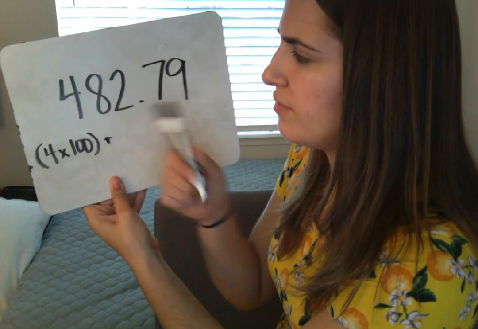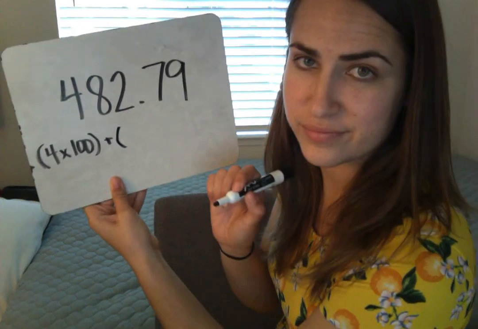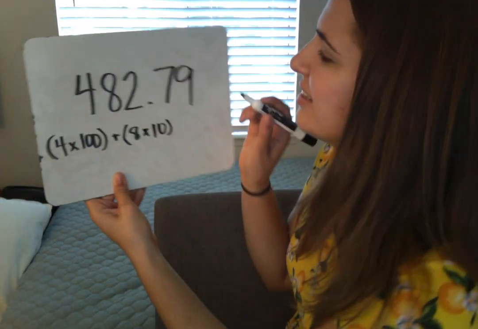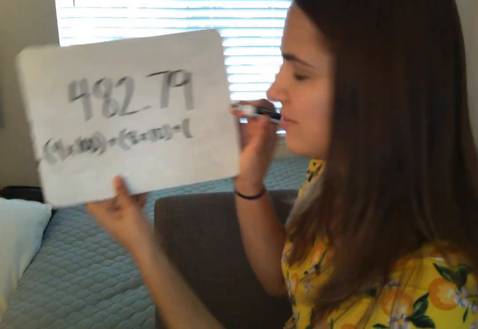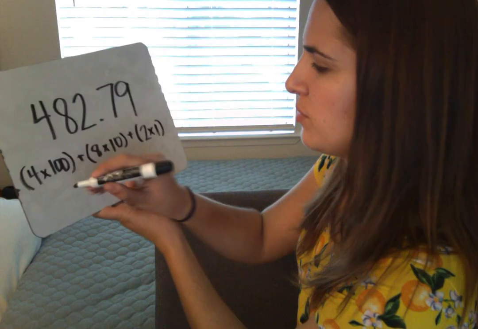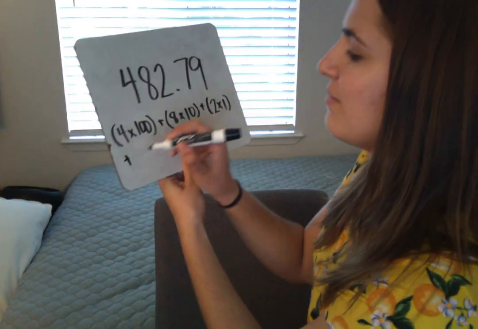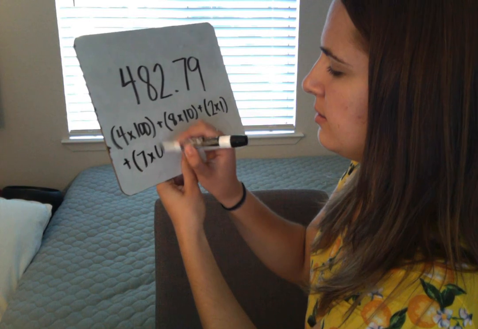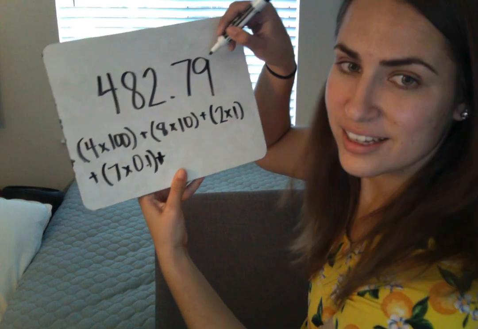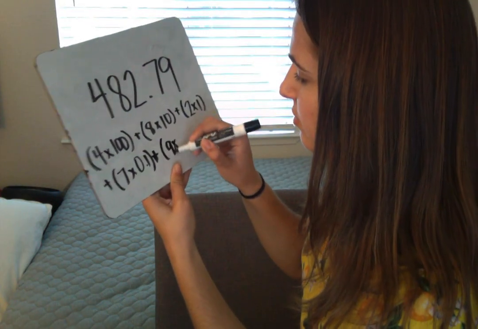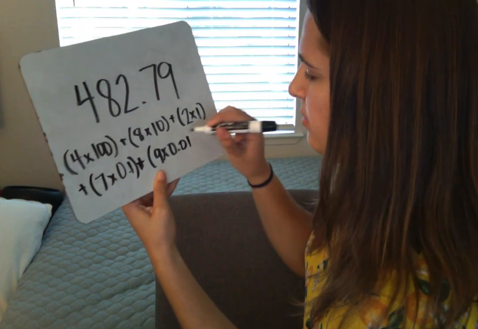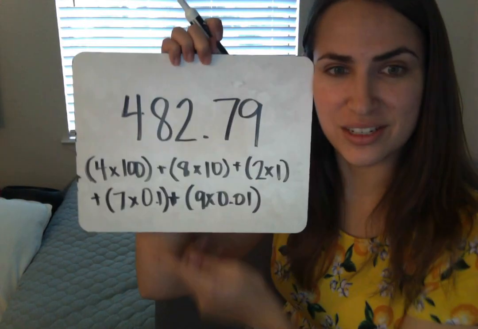How can we show that we have 8 tens? You're right, 8 times 10. We have 2 ones. How would we show that? 2 times 1. I'm going to have to go down here. Plus, we have 7 tenths. 7 times 1 tenth. And then we have 9 hundredths. So 9 groups, oh sorry, not tenths, 9 hundredths. So 9 times 1 hundredth. This is how we would write it in expanded form.